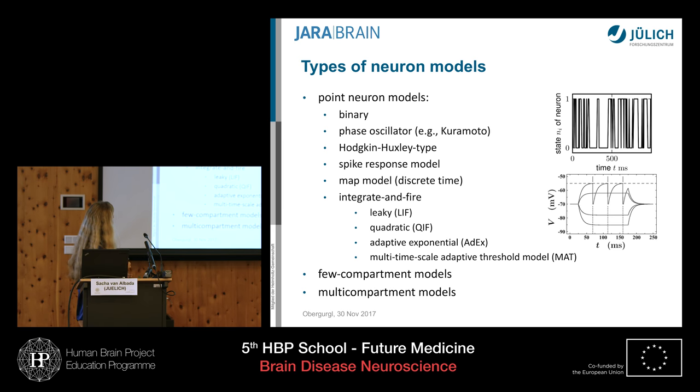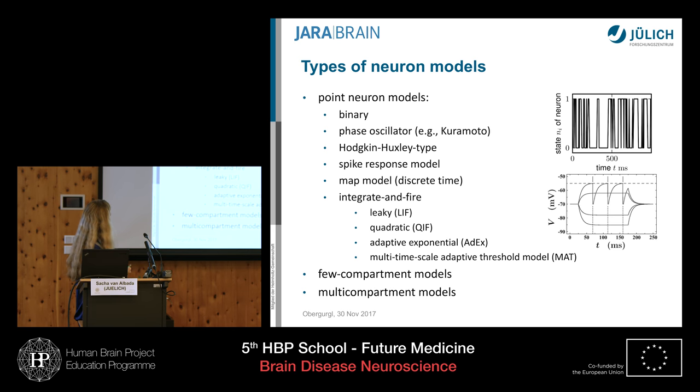Another simple type of model is a phase oscillator model, the most famous example being the Kuramoto oscillator. They represent the state of a neuron just by a phase. This is useful when individual neurons oscillate, or when you want to study synchronization of networks.